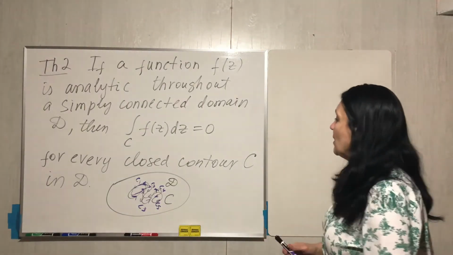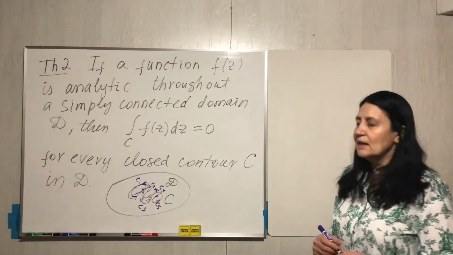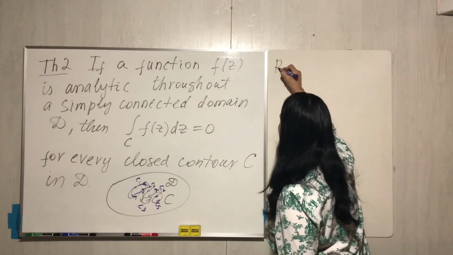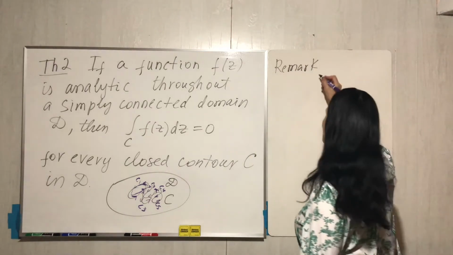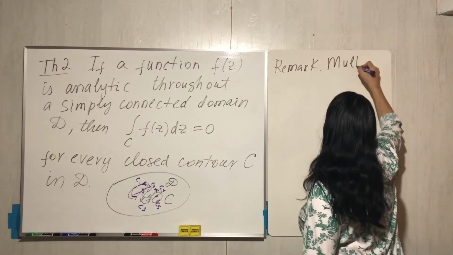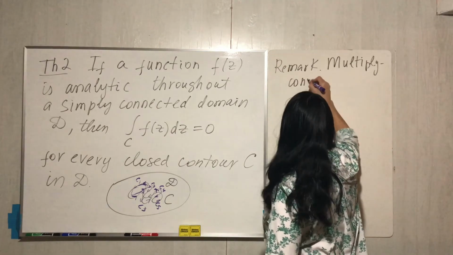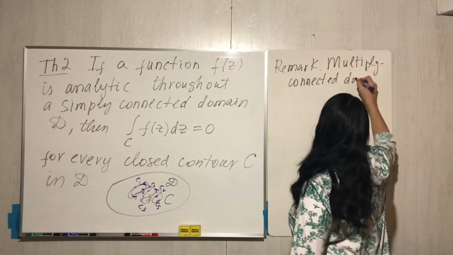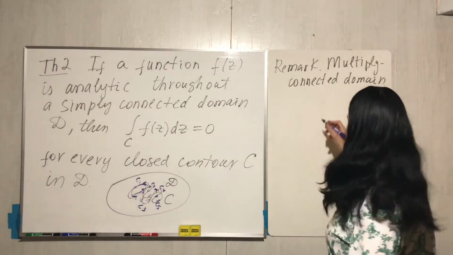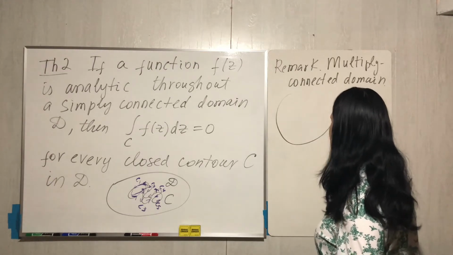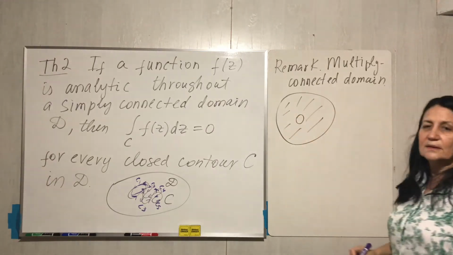So now let's make a remark. What if our domain is not simply connected? So remark. So what if we have a multiply connected domain? So let's think of a domain that has a hole, right? So this is our domain.